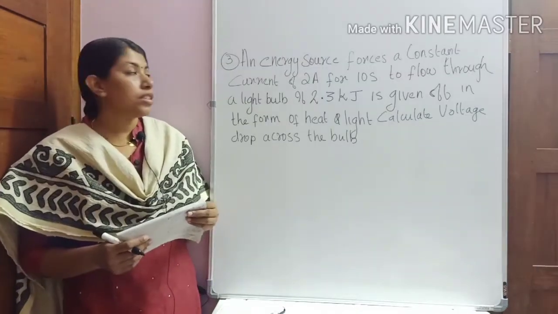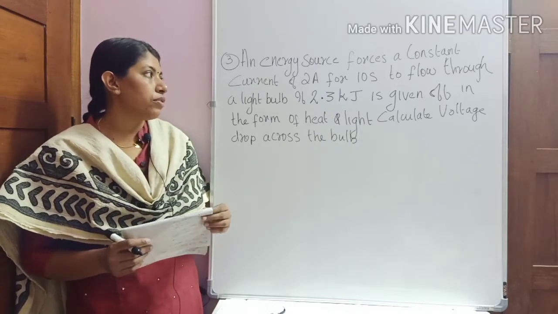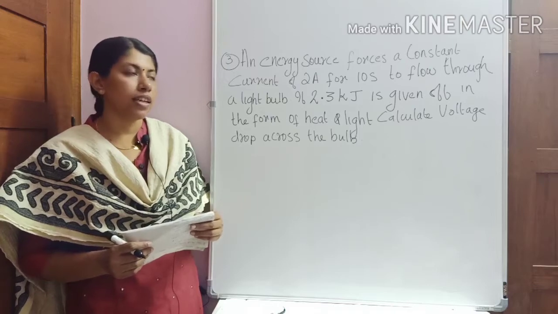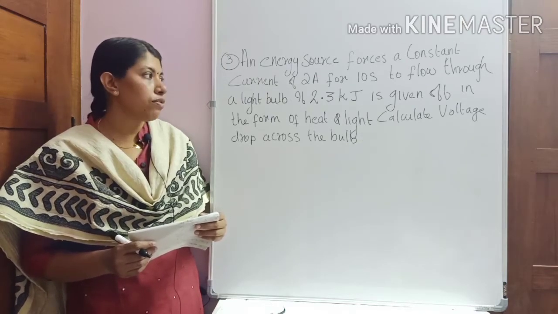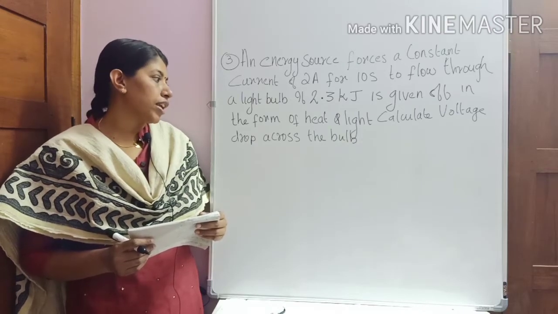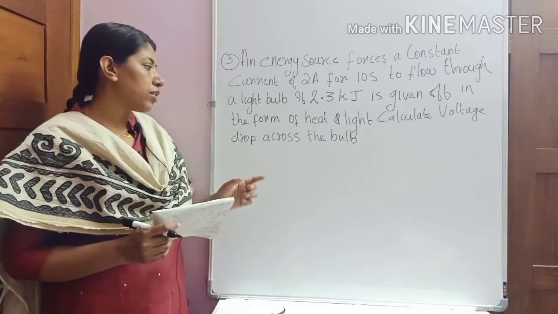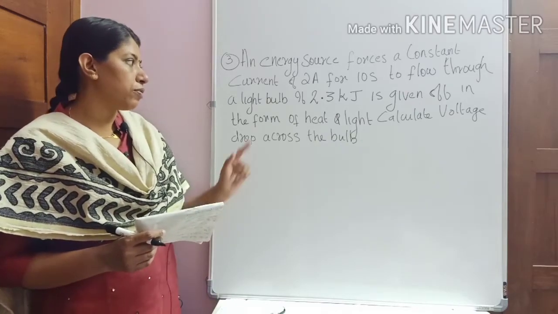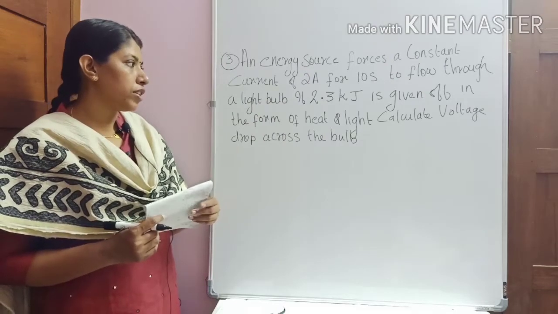Now the third question is, an energy source forces a constant current of 2 ampere for 10 seconds to flow through a light bulb. If 2.3 kilojoule of energy is given off in the form of heat and light, calculate the voltage drop across the bulb. So we are given the energy and we are asked to calculate the voltage drop.